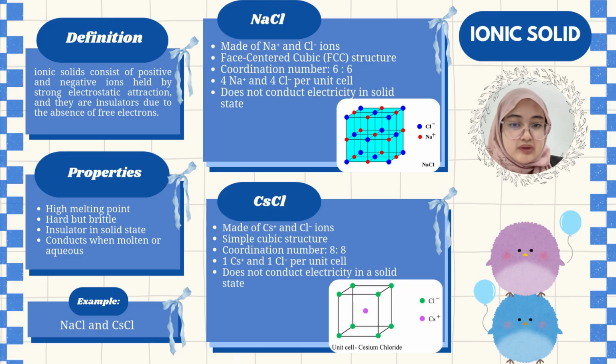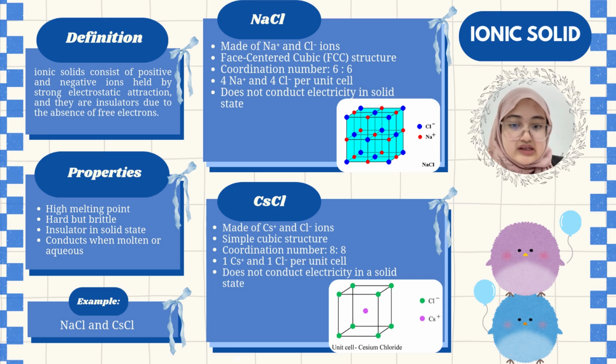One example, sodium chloride, NaCl, is made of Na and Cl ions in a face-centered cubic structure. The coordination number is 6 to 6, and each unit cell contains 4 sodium ions and 4 chloride ions. NaCl does not conduct electricity because the ions are fixed in position.